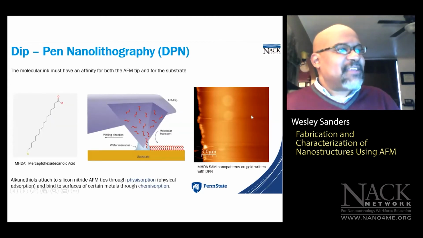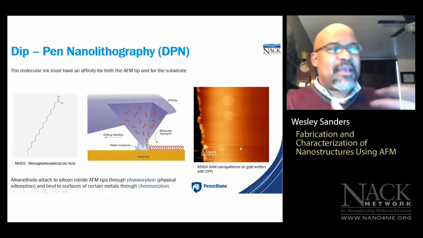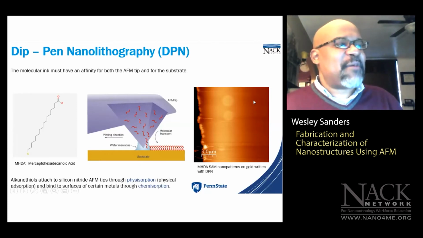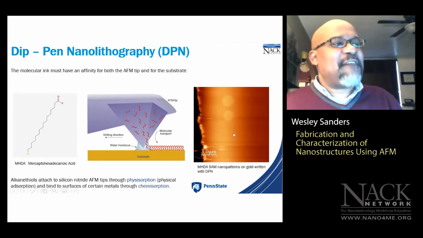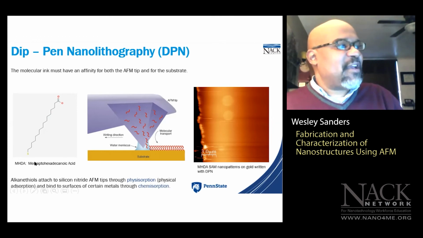Once again, I'm drawing from my Naval Research Lab days, and I'm showing you a lateral force microscope image of an attempt I made at DPN as a postdoc at the Naval Research Lab. In this particular case, I coated the AFM tip with mercaptohexadecanoic acid. That's a molecule that contains 16 carbons. There's a carboxylic acid head group, or functional group, and then we have the sulfur atom that attaches to the gold surface.